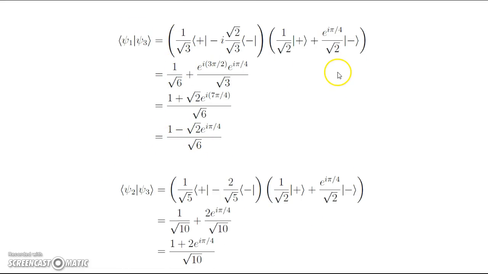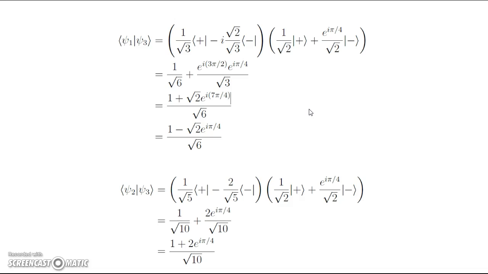And for this one, we're going to have to do a little complex analysis trick in the middle. When we take our inner product and do the corresponding multiplication here, we're going to have to combine this complex value with this complex value, because one's represented with an exponential and the other isn't. And to do that, we're going to note that negative i is equal to e to the i quantity 3 pi over 2. And now when we do that, we have two exponentials where we can multiply and add their exponents. And to do that, we get 1 plus root 2 times e to the i quantity 7 pi over 4 all over root 6.